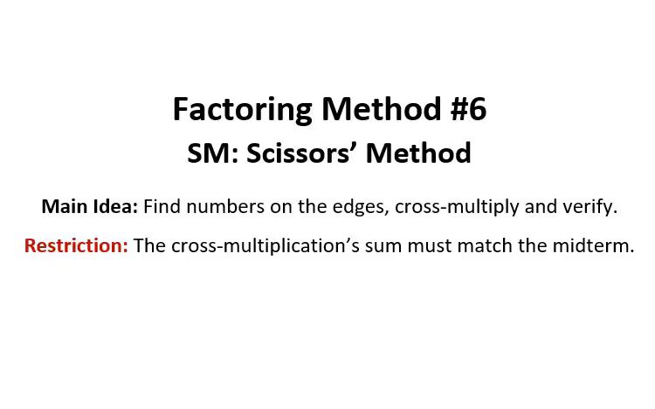Okay, we're solving factoring method exercises, and we're going to discuss the last method of the basic 6, which is the scissors method. The main idea of the scissors method is that, similar to factoring trinomials, which is method number 3, we try to find numbers on the edges that multiply to give us those particular answers. Once we find them, we cross multiply and add or subtract in order to verify if we have the midterm answer. The restriction in this case is that the cross multiplication sum must always match the midterm. We're going to see this right now.